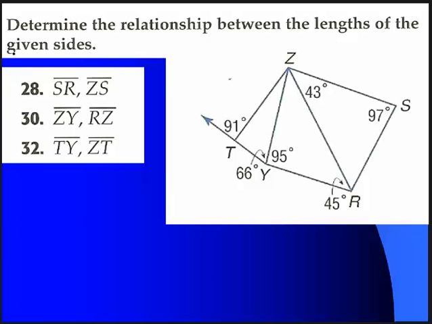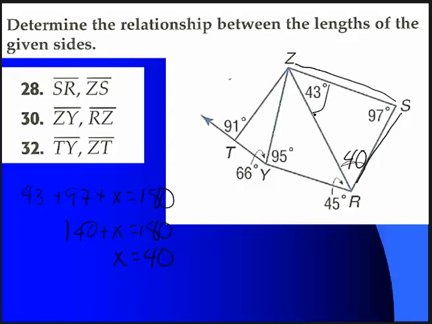Okay, here's some others. Determine the relationship between the lengths of the given sides. Okay, so SR and ZS. Well, we need to know this third angle here in order to compare the sides because it's opposite of the ZS. How are we going to find this third angle? What do we know about the three angles of a triangle? Hopefully you said they add up to 180. So if I take 43 plus 97 plus something, that's going to equal 180. Well, this is 140. So what is x going to be? X equals 40.